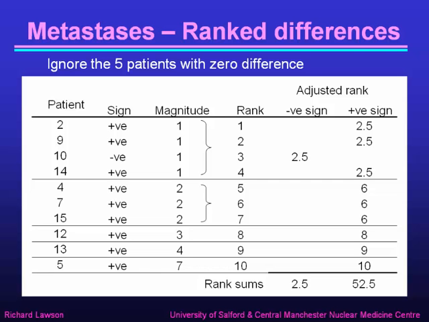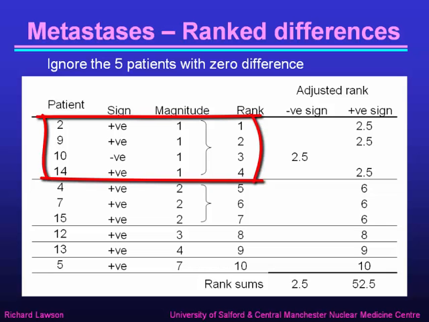So this is the ranking of the remaining 10 patients, and patient 2 has 1 with a positive sign, patient 9 has 1 with a positive sign, patient 10 has 1 with a negative sign, and patient 14 has 1 with a positive sign. So those 4 patients who have a magnitude of 1 would have ranks 1, 2, 3 and 4, but they're all tied, and so according to our rules the average of 1, 2, 3 and 4 is 2.5, so we give them each the average rank of 2.5.